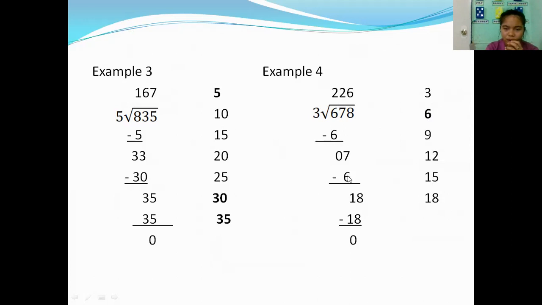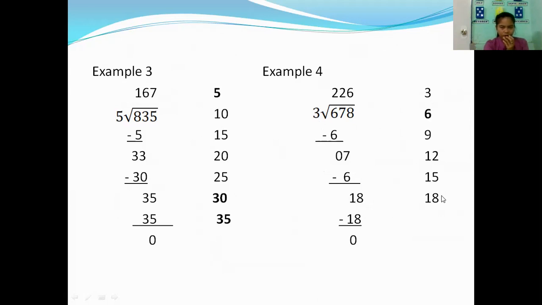So bring down 7. 7 divided by 3. Okay, let's find 7 here. We cannot use 9 because 9 is greater than 7, so we can use 6. So we are going to subtract 6 here and then write 2 here because 6 is in the second place. 7 minus 6 is 1. Then bring down 8, which becomes 18. So 18 divided by 3.